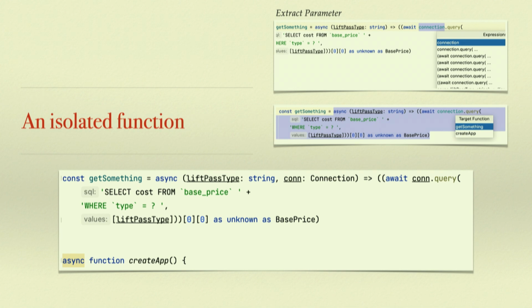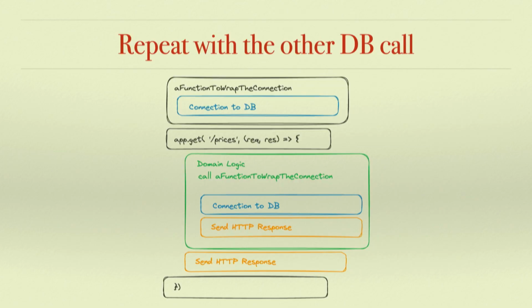If the connection would always return the same value, then this would be a pure function. But because connection query is impure, this is impure. So this is the difference of these two function types.